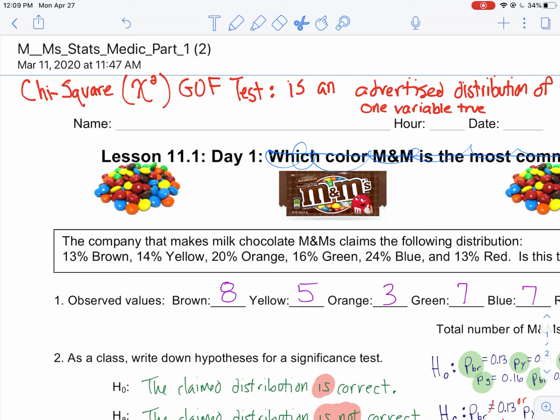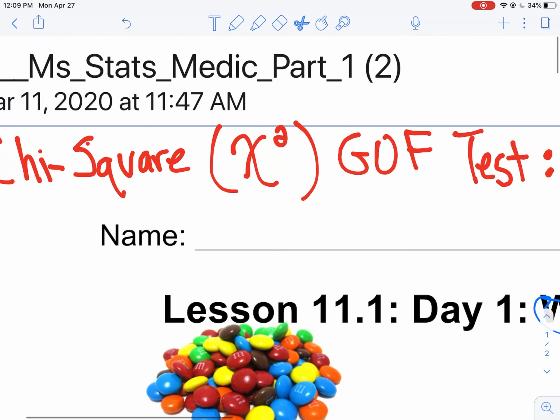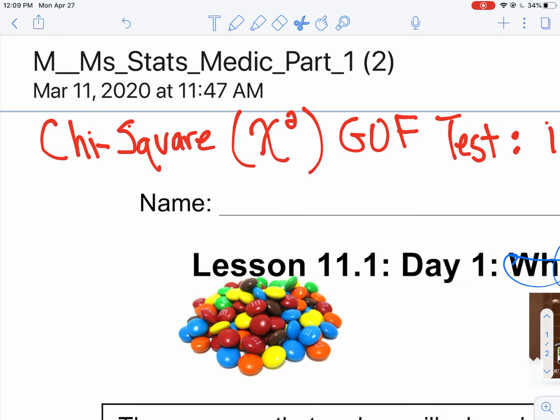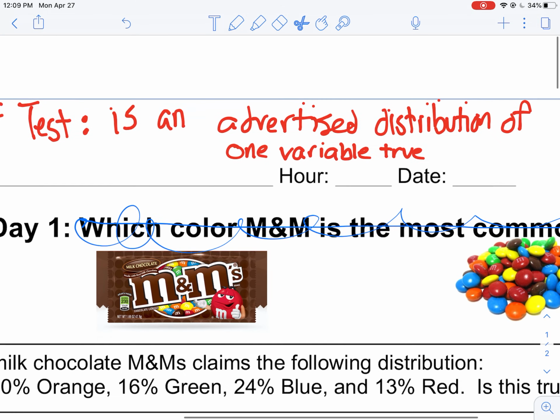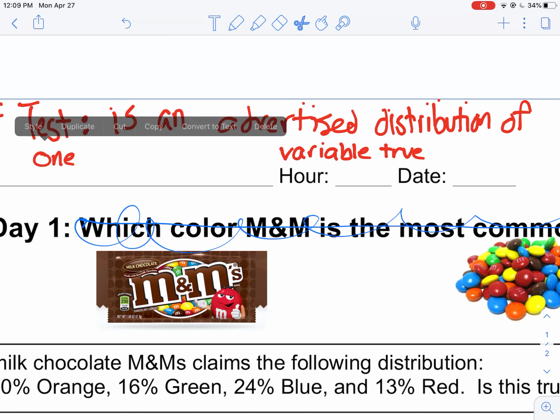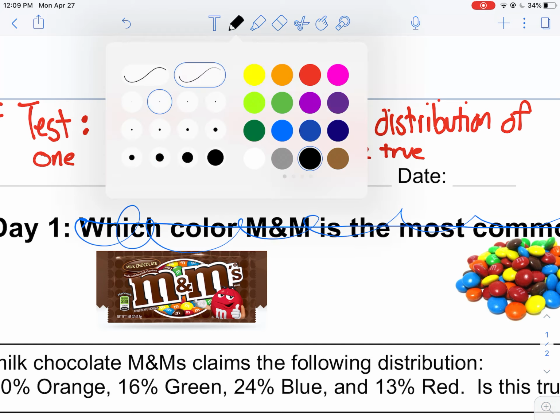So what we're looking at here is our first experience with a Chi-Square goodness of fit test. Now, we've been doing hypothesis tests, and this is a bit of a different one. For a goodness of fit test, what you're really trying to find out is whether an advertised distribution of one variable is true. And specifically, not just one variable, but one categorical variable. So it's one specific category.